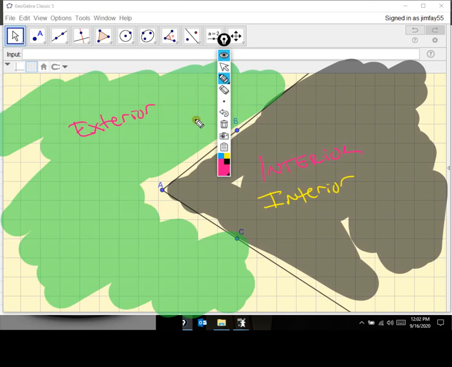Okay, but I told you it breaks the plane up into 3 regions. Look at point A right there, which is the vertex of the angle. Is that on the interior? Is it on the exterior? No, it's on the border, right?